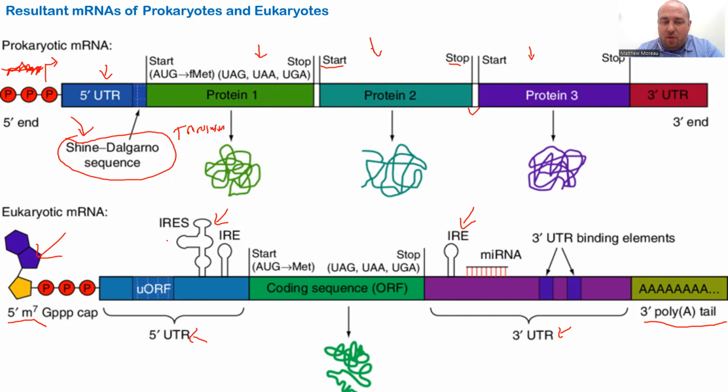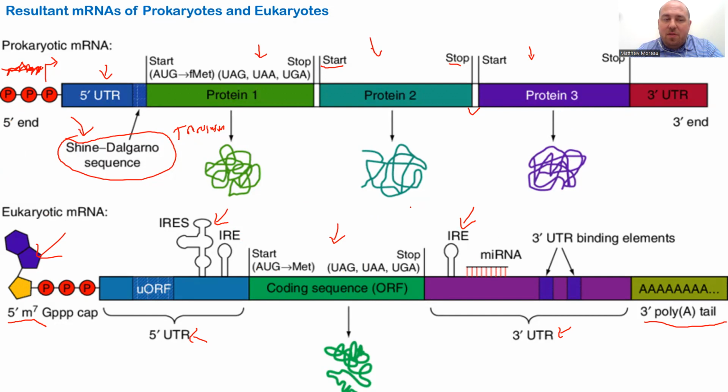Now, as I will remind you, all eukaryotic mRNA is monocistronic, so we only encode for one gene per mRNA. So even though you might have an mRNA of similar size, the mRNA still only encodes for one protein rather than 3, 5, maybe even 7 genes.